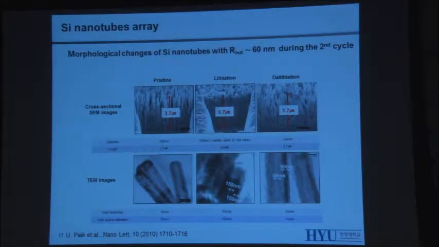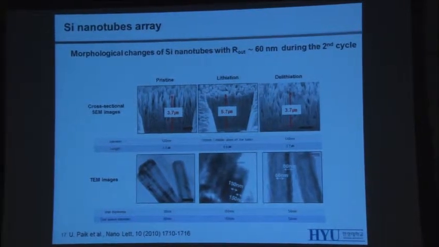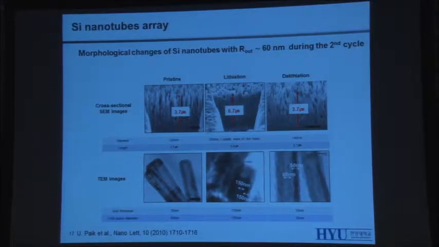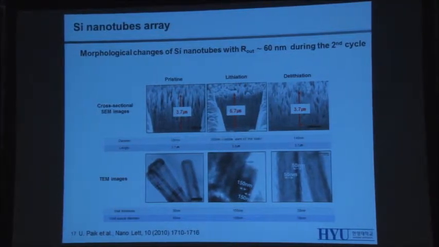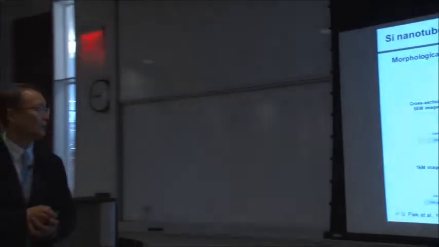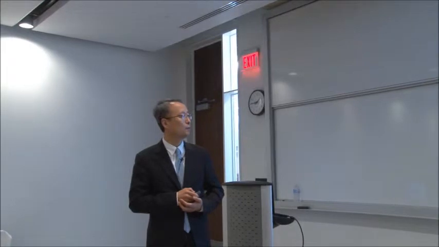After the second cycle, the silicon material reacts with lithium and forms a silicon-lithium alloy. After we come back from the first cycle, it remains in an amorphous state. From the amorphous state, as we lithiated this silicon material and it reacted with the lithium, it expanded in both the axial and radial directions. After the second cycle, you can see it can still come back to the original shape.